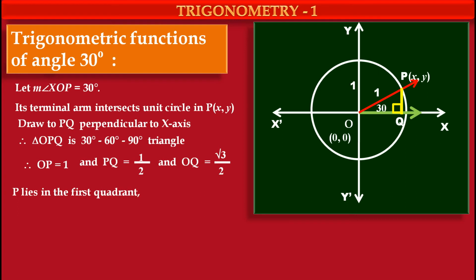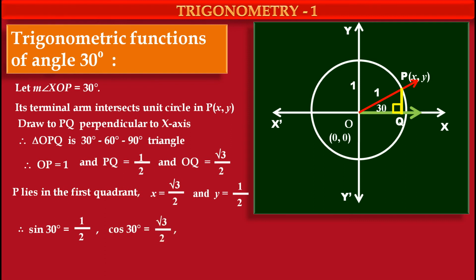See, point P having coordinates x, y lies in the first quadrant. For the value of its x coordinate, x is equal to the distance OQ on the x-axis, and OQ is √3/2, so we can say x is equal to √3/2. The value of the y coordinate is equal to the distance PQ on the y-axis, and distance PQ is 1/2, so y is equal to 1/2. Therefore, according to polar coordinates, the value of y is sin 30. And that's why we can say sin 30 is equal to y, meaning 1/2.